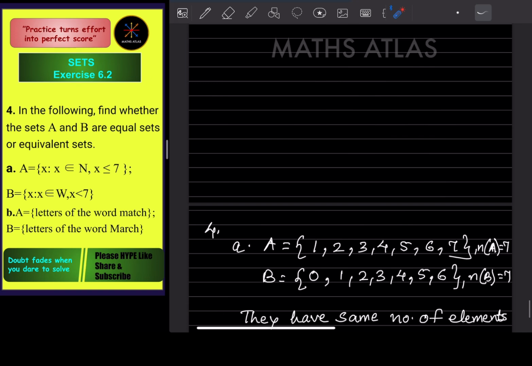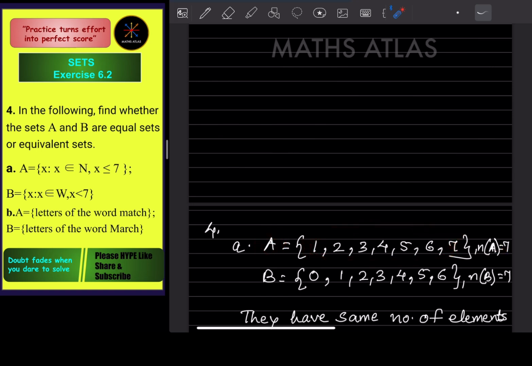In the following, find whether the sets A and B are equal sets or equivalent sets. So here A is equal to, you can have a look at the question on the left side. That is x belongs to N and x is less than or equal to 7. Natural numbers start with 1: 1, 2, 3, 4, 5, 6, 7. Less than or equal to 7 means the last number should be 7. So n(A) is 7.